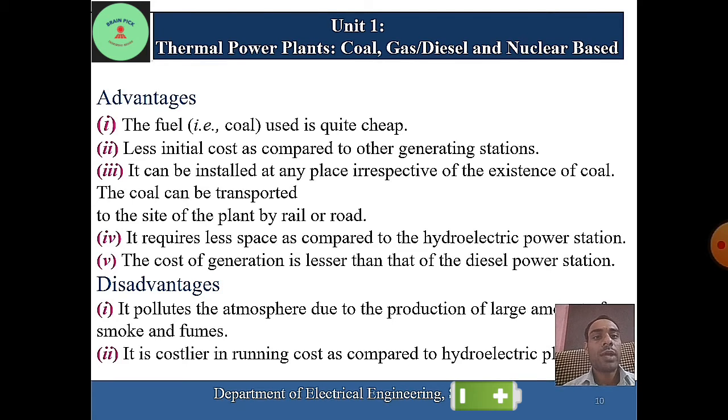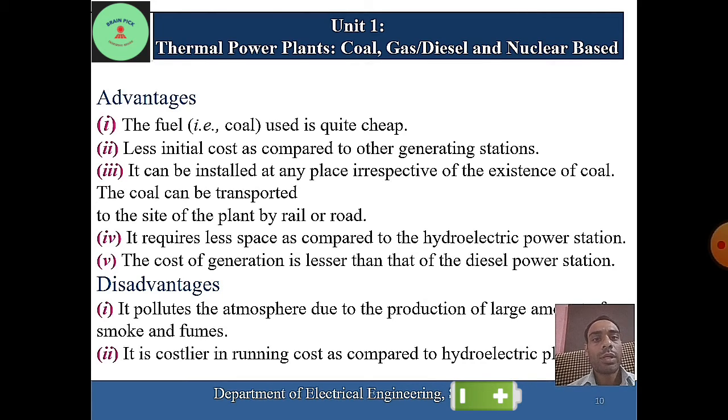Third, it can be installed at any place irrespective of the existence of the coal. The coal can be transported to the site of the plant by rail or road. That is, it is not always necessary that steam power station should be located near coal mines, because coal can be transported by railway, by roadway, or by waterways. So this is the most advantageous part of the coal power plant.